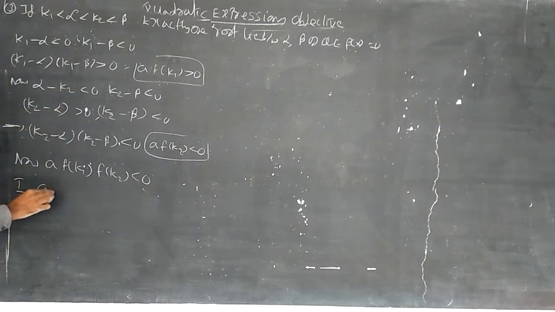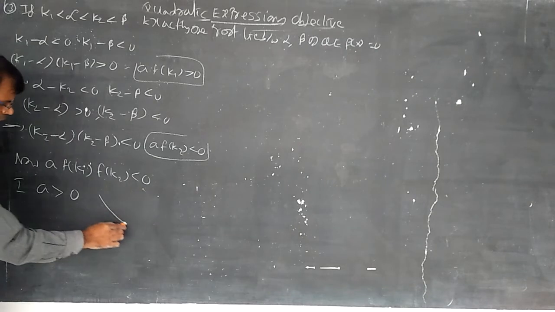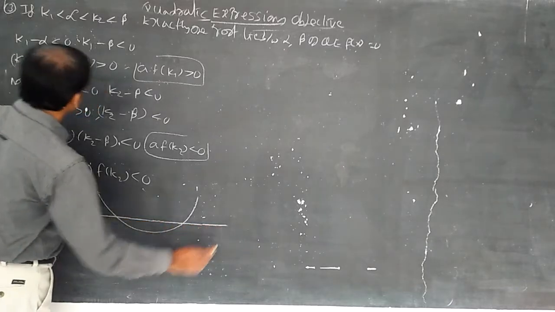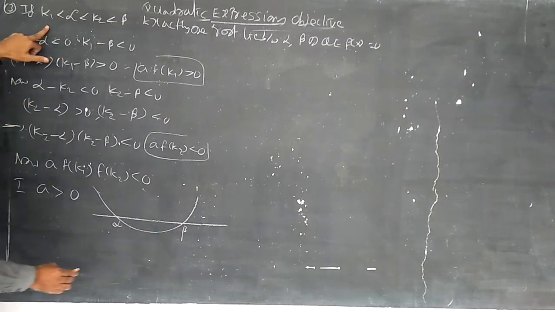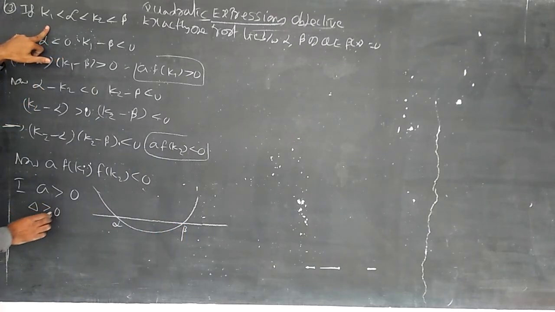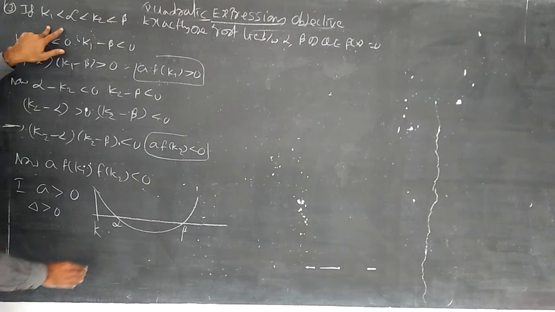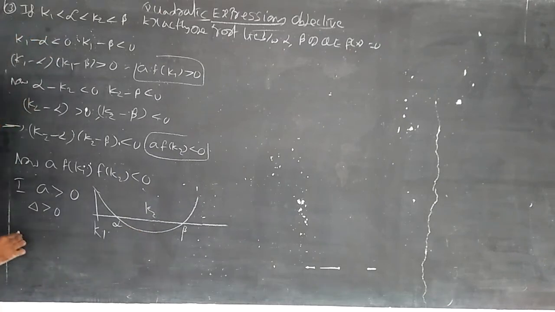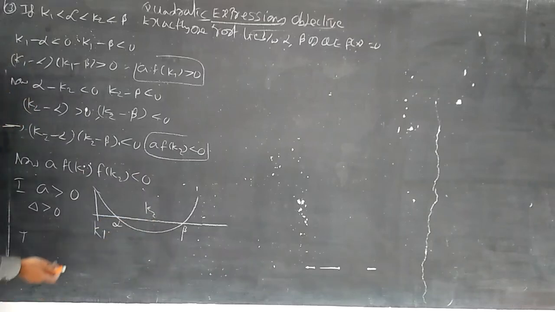For now, I am writing about the graph, a greater than 0. Draw a graph. Whenever a greater than 0, it is the upward parabola. Here, first of all, alpha and beta are two distinct real roots, so you can put delta greater than 0. Alpha, this is K1, K1 less than alpha. Here in the middle, once again there is no relation. So there is no relation.